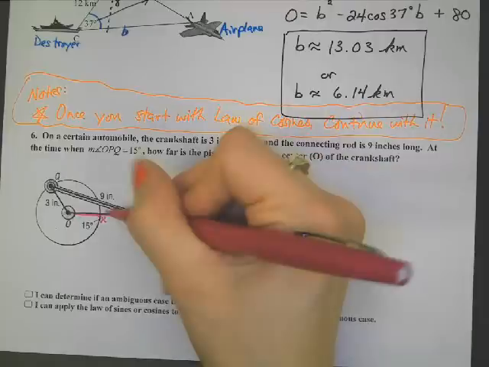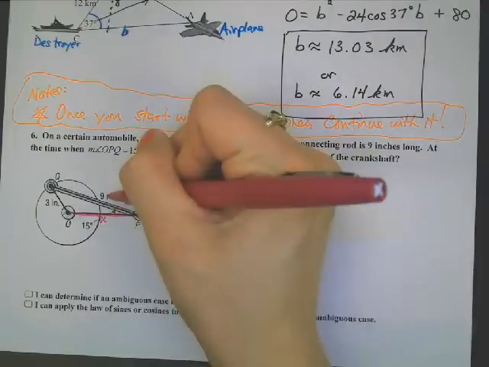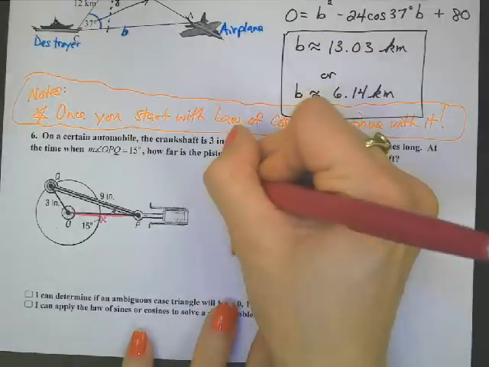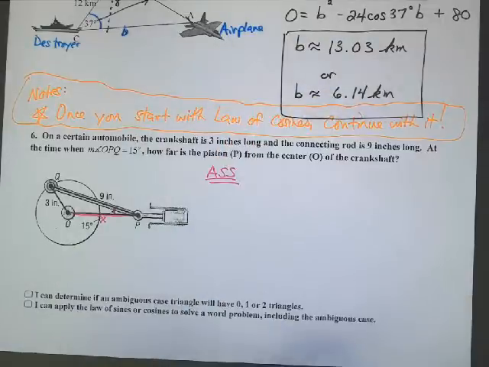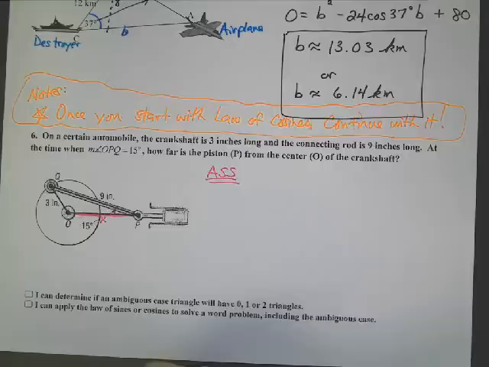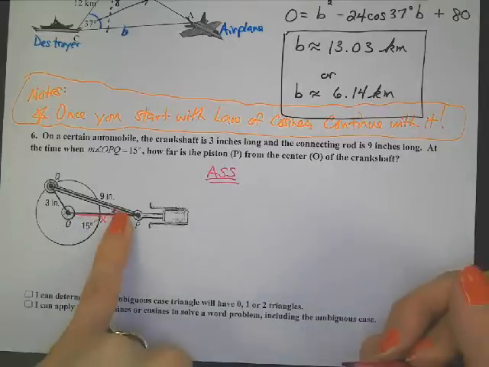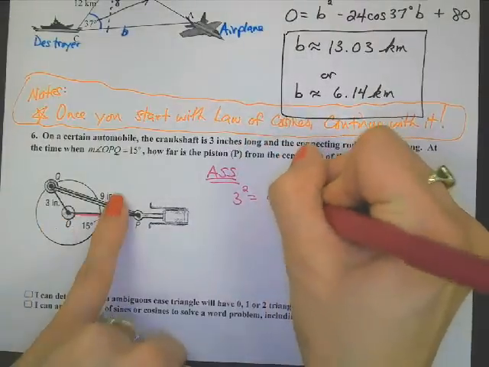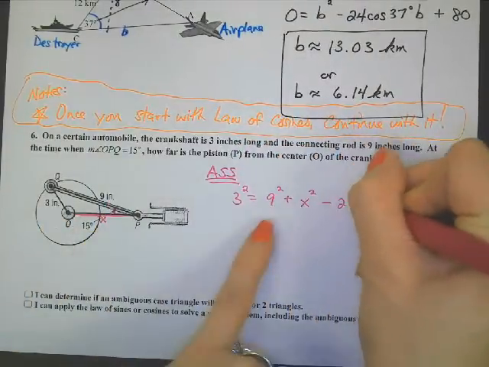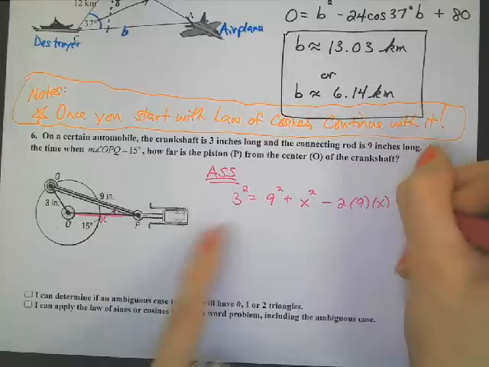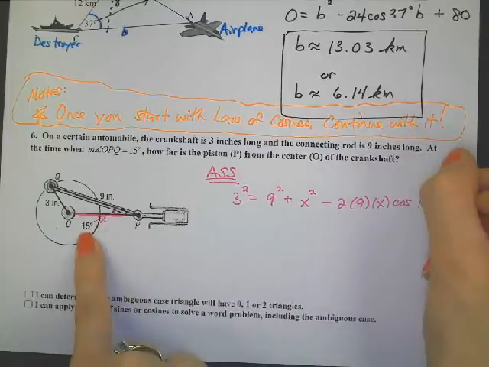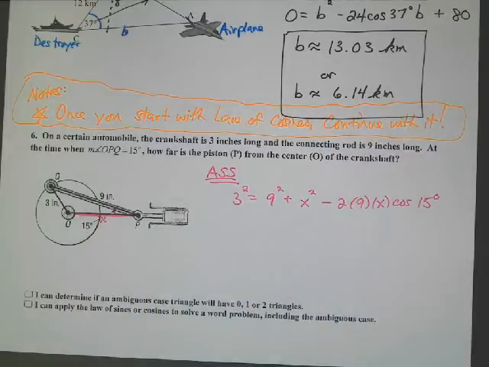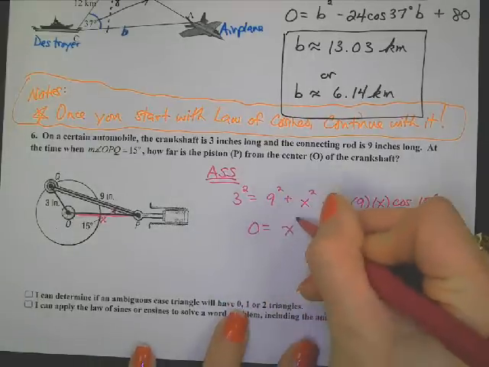So let's see. We've got an angle. And now we've got the side length and the side length. Here's another angle side side case. When you have this, you must use the law of cosines. So the angle 15 is across from the 3. Let's start there. 3 squared equals 9 squared plus x squared minus 2 times 9 times x times the cosine of 15 degrees. So let's go ahead and get this in descending order.